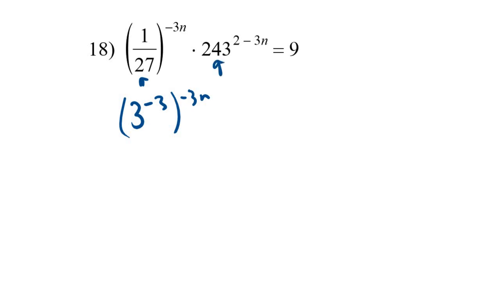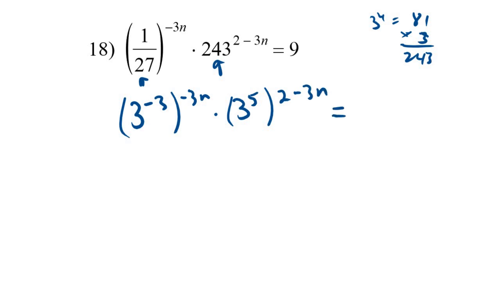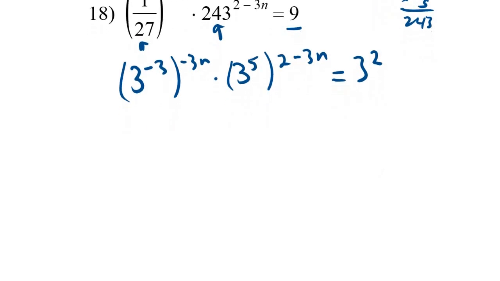243 is really 3 to the power of 5, because 3 to the power of 4 is 81, and if you multiply one more time by 3, you will get 243. So it's 3 to the power of 5, times 3 to the power of 5, everything to the power of 2 minus 3n. And then 9 is 3 to the power of 2. Now, you need to multiply the exponents together, so 3 to the power of 9n.